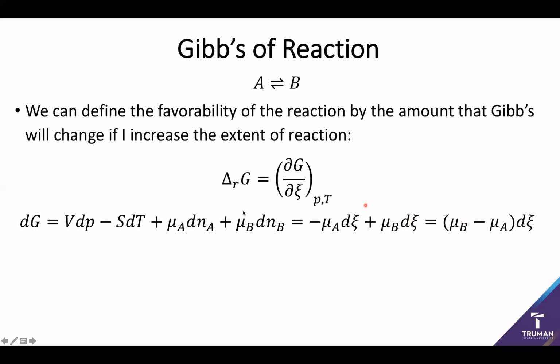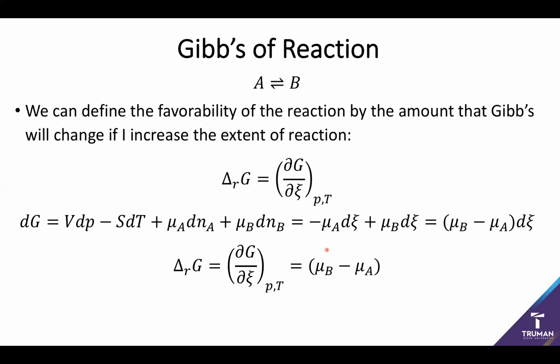Now, if I go back to the free energy of reaction, well, that's just the change in free energy with the extent of reaction, which, well, all I need to do is pretty much divide out this last term, and we find that the Gibbs free energy of reaction is simply going to be the difference in the chemical potentials of B and A.